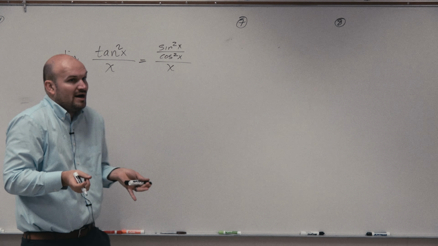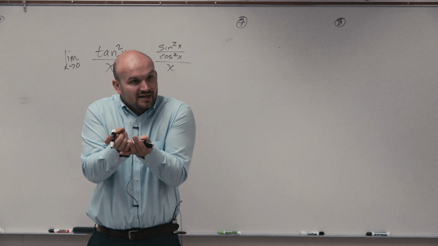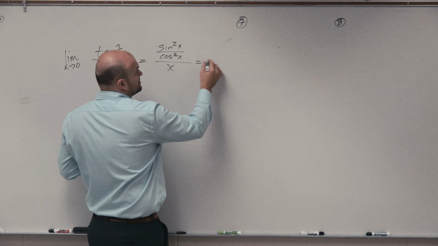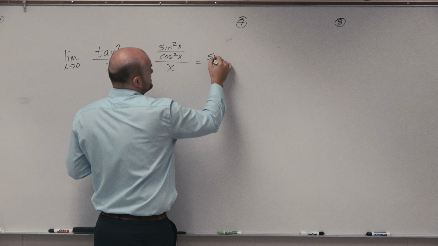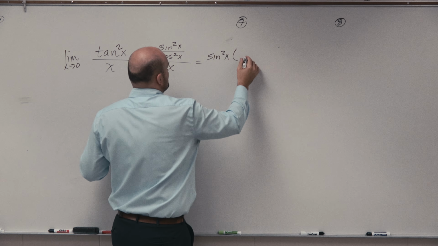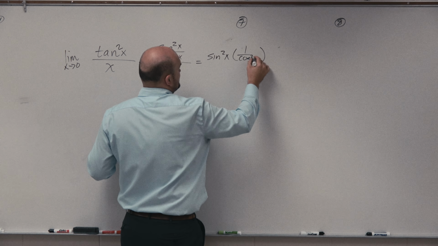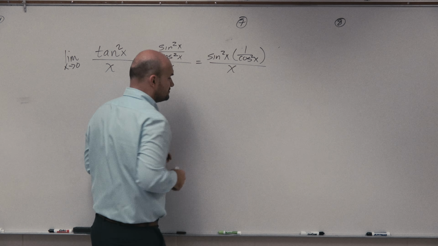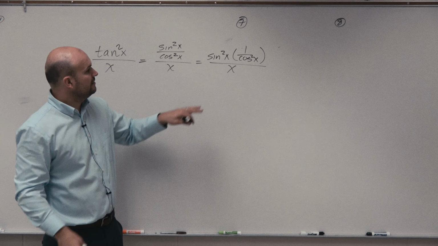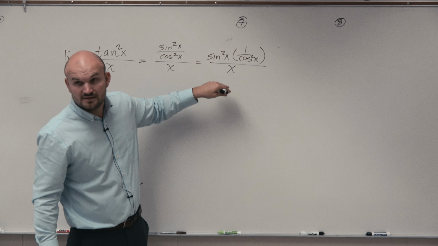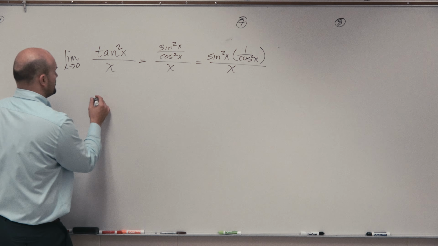But again, what do we want? We want that sine of x, right? We want sine of x over x, or 1 minus cosine of x over x. So again, we're basically going to do the same thing. Let's rewrite this as sine squared of x times 1 over cosine squared of x, over x. Now the problem is, when we separate this, we don't have anything for sine squared of x over x. So what we have to do is break this down one more time.